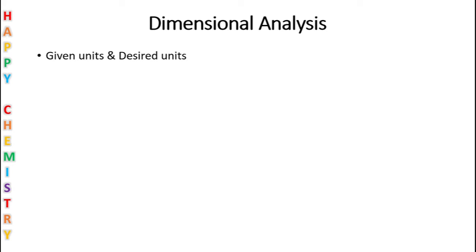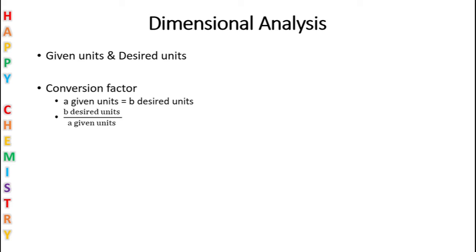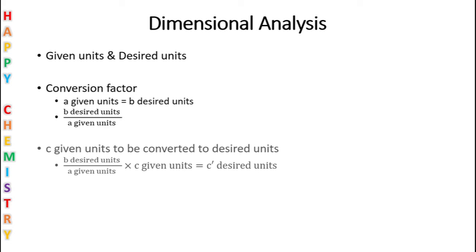To do that, we should see how much given units are equal to how much desired units. We call this the conversion factor. If we multiply the given units by this conversion factor, we are now left with desired units.